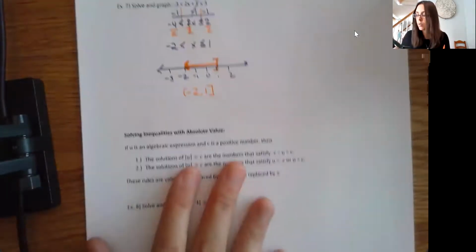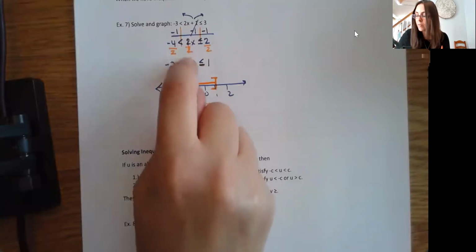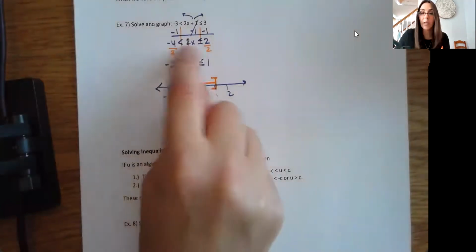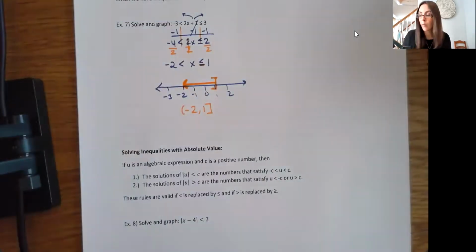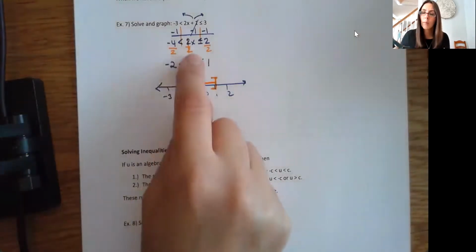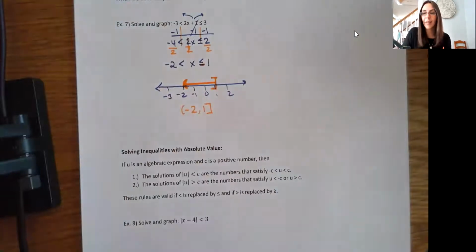Oh, one last thing to note before I forget. If you do actually divide by a negative here, you would still flip your inequality symbols. You would flip both of them. So here we divided by a positive, so it wasn't an issue. But if you divide by a negative, you're still going to follow that same procedure.